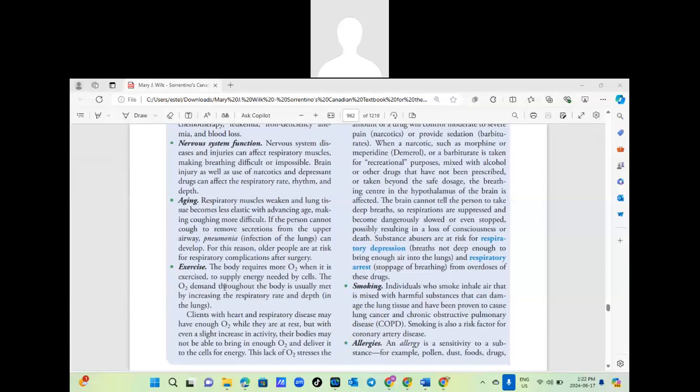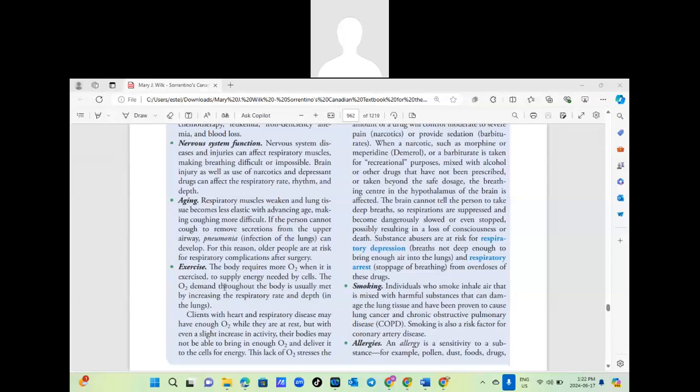Because we don't want a person who just had surgery to develop pneumonia, and it's a very high risk. So with aging, older people are at risk of developing pneumonia.